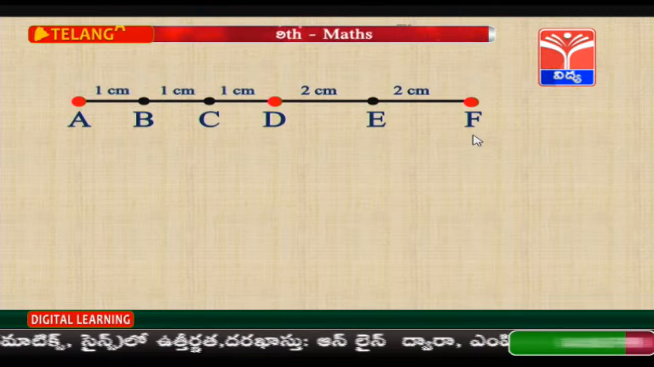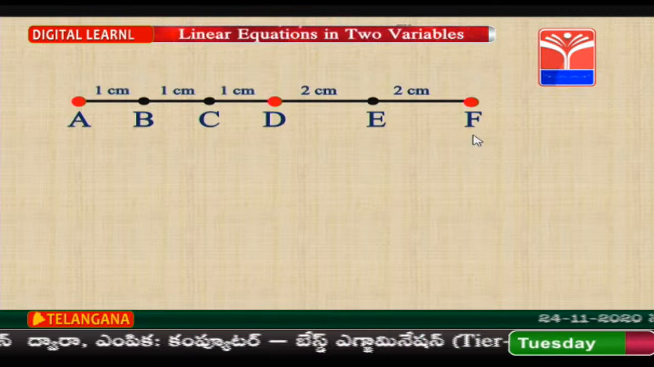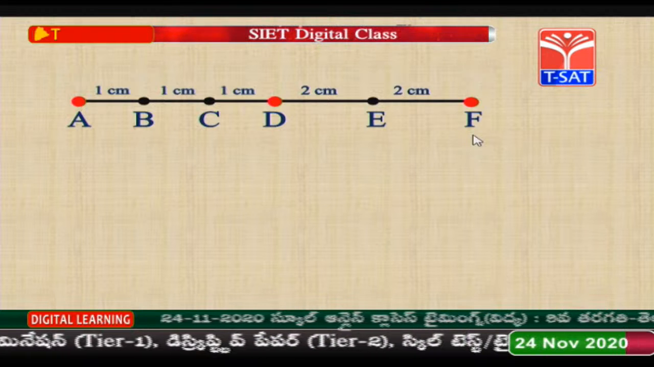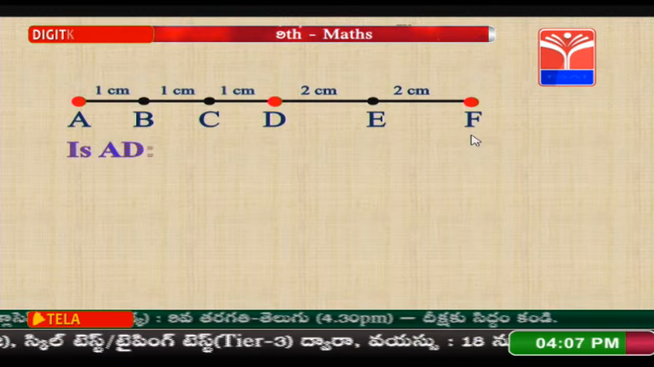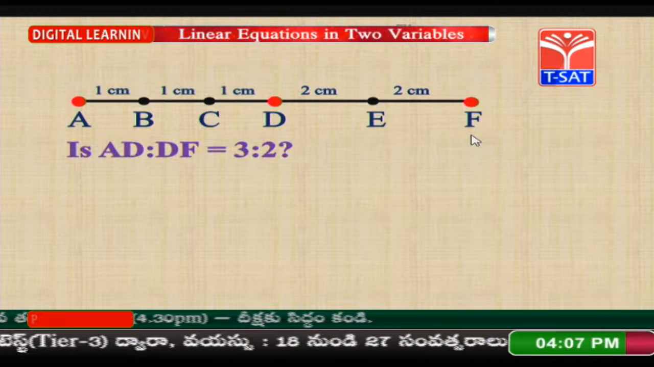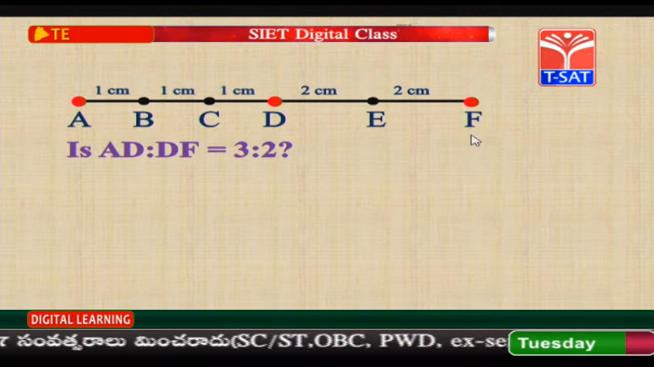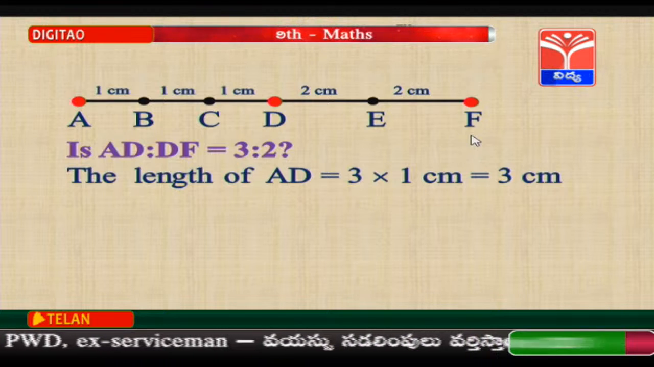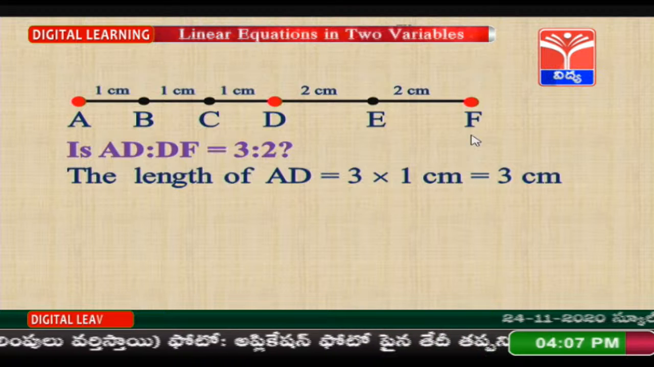In such cases, how do you find the ratio? To find the ratio here, what we do is take into consideration the number of parts into the length of each part to take the ratio. Let me say, can you say now, is AD is to DF equal to 3:2? Please see, the length of AD is equal to, there are 3 parts and each part is equal to 1 centimeter. That means 3 into 1. How much is it?